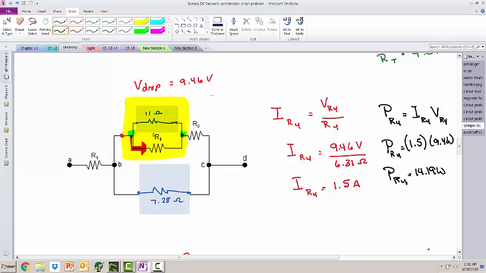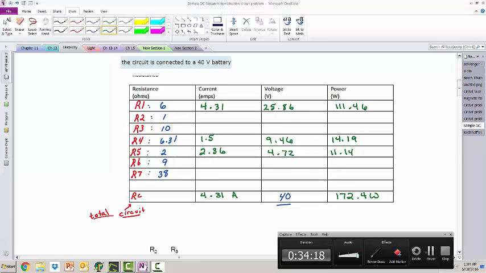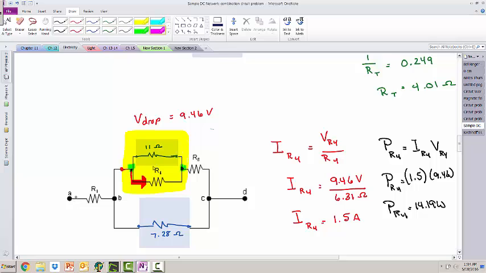So I find the current going through resistor 4. 9.46 volts divided by 6.31 ohms gives me a current of 1.5 amps. Once I find the current, I can find the power. So the power across R4 is 1.5 amps times 9.46 volts, or 14.19 watts. And of course, I fill that information in on my table.